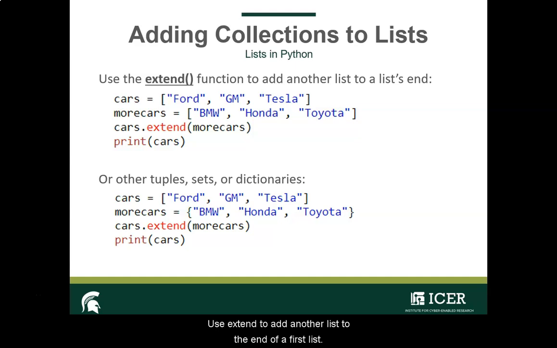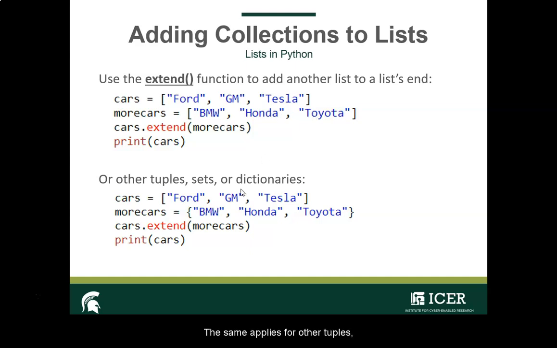Use extend to add another list to the end of a first list. So we have cars as predefined, and now we have a second list, more cars, which contains another 3 string items, BMW, Honda, and Toyota. We take the cars variable as our first list, use the extend function to add more cars to cars. So now when we print the cars variable, we see we have Ford, GM, Tesla, BMW, Honda, and Toyota.